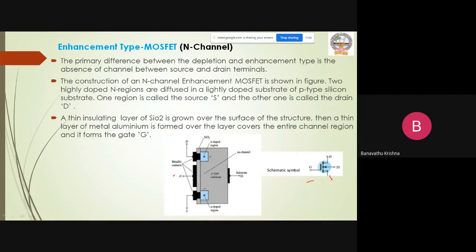So this symbolic representation is nothing but the device of an N-channel MOSFET in enhancement mode. Let us see here, the arrow mark is going inward. The inward arrow means it is an N-channel, and this broken line formation means it is an enhancement mode device, meaning there is no channel.